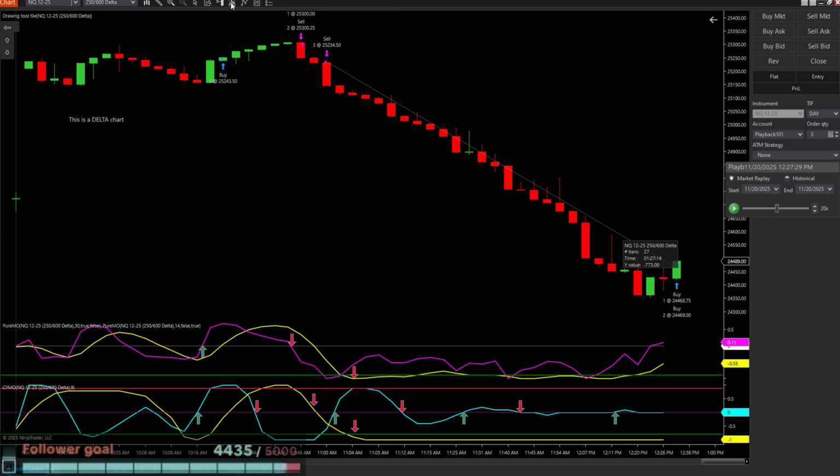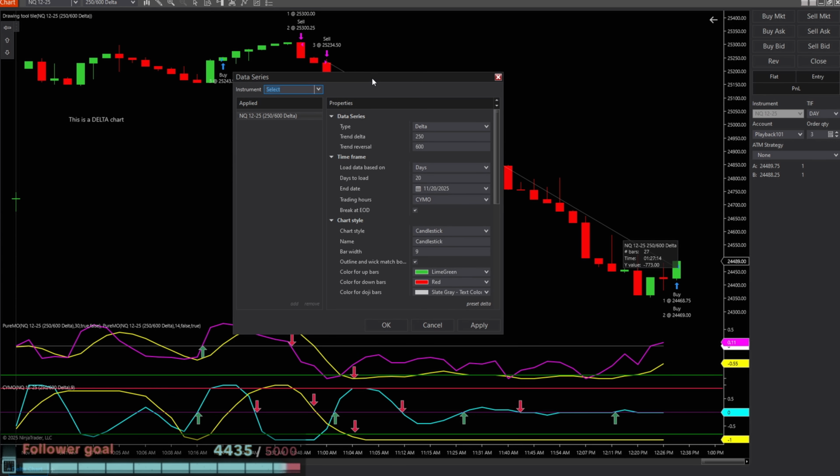And then, of course, you've got to come up here to your delta chart. And on your delta chart, you definitely need to have your custom CYMO session set up. That's very important, okay? So it doesn't impact the internal calculations of the indicator right here. Whether you're West Coast, Central, or East Coast, make sure you have this set up, okay? You're going to load 20 days worth of data. And then you're going to set your trend delta to 250. And you're going to set your reversal to 600 right here. 250 and 600. Just take notes of that or screenshot it.